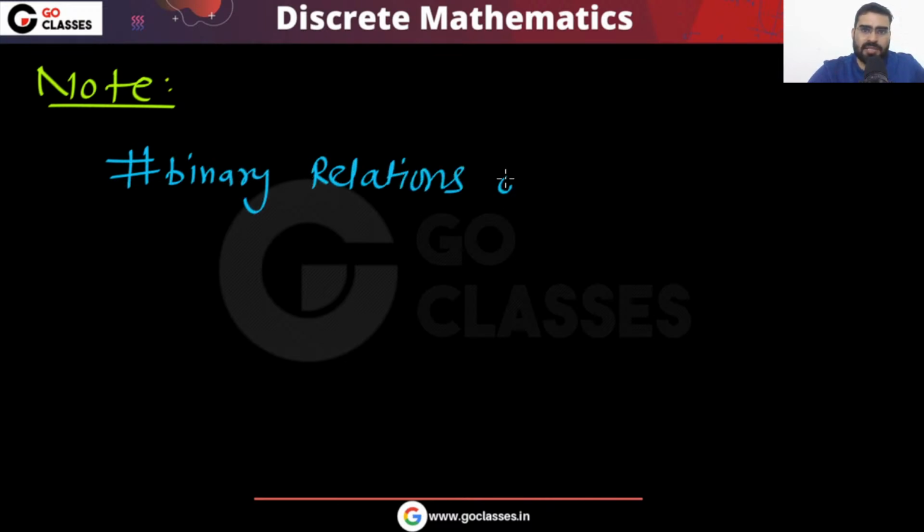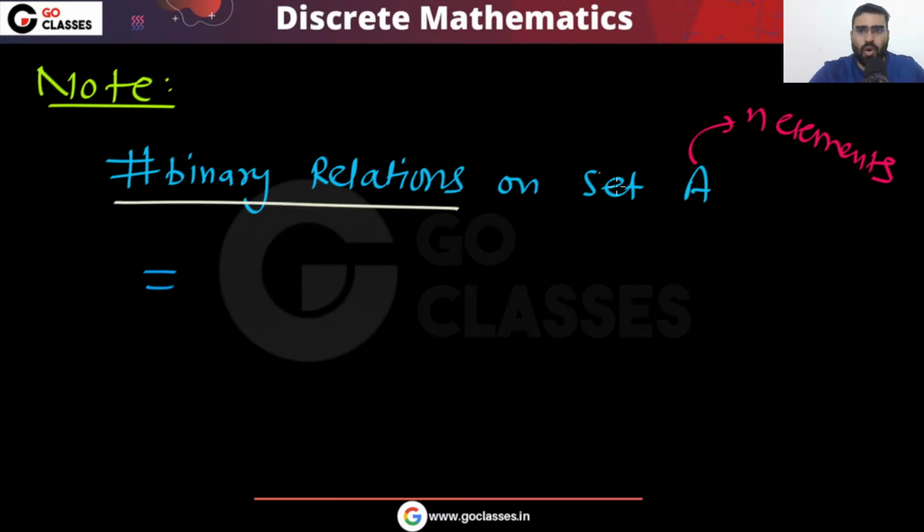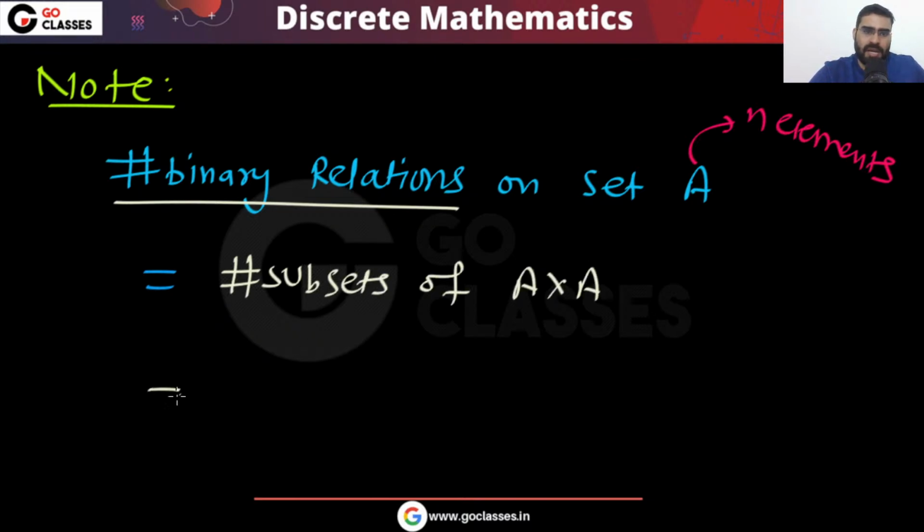This question, how many binary relations are there on a set A such that this set A has n elements? This question has come in the GATE exam many times. So this is an important result: how many binary relations you can create on set A will be the same as the number of subsets of A cross A, and that will be 2 power n square.